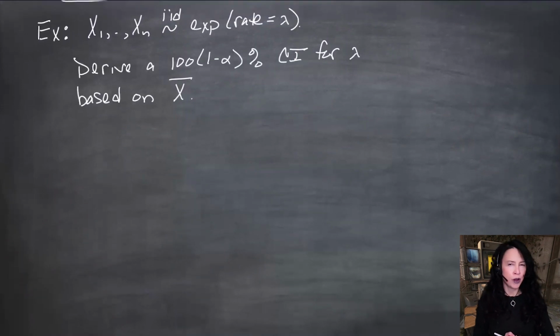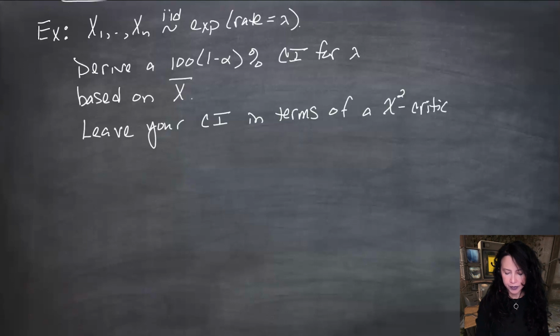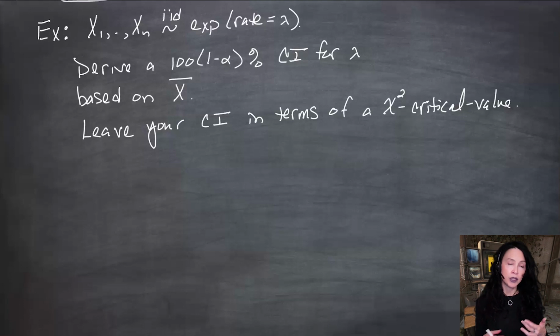I'm going to add something else to this problem that maybe isn't going to be well motivated until we hit it in the problem, but I'd rather put it in now than have to scroll back and write it. So you'll see why I'm writing this, but leave your confidence interval in terms of a chi-squared critical value. When we find our pivotal quantity and find the distribution, it's actually going to be much like the normal was, something we can't find exact algebraic answers for critical values. So we're going to have to do it numerically.